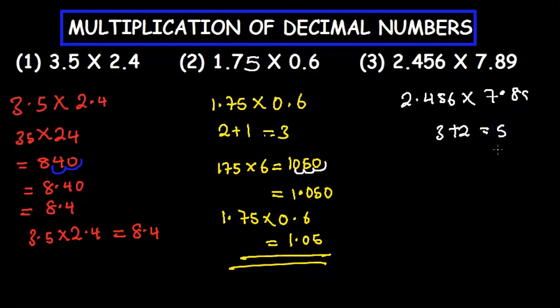So let's treat the decimal numbers as if they are whole numbers. Instead of 2.456, we are going to have 2456, and we are going to multiply it by 789. Try to punch this on your calculator. This is simply going to be 1935944.